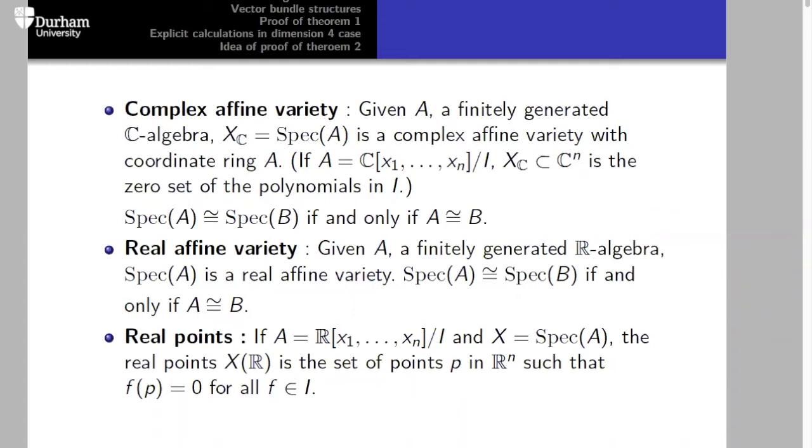Now, first of all, I should note that if X is isomorphic to Y as a real affine variety, then the real points are diffeomorphic. The converse is definitely not always true. You can have different sets with diffeomorphic real parts, but that are not isomorphic algebraically.